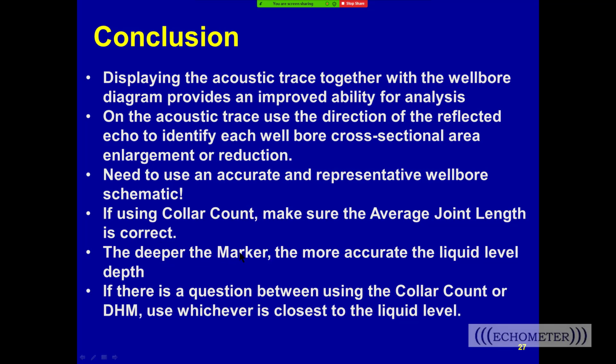And if you identify a marker closer to the liquid level than the collar count is to the liquid level, then the marker, or the automatic collar count method, or the line that says collar count, I didn't identify that. We probably ought to go back and talk about that. The deepest marker is the most accurate distance to liquid, and that's what it says here. Which one should you use? Whichever is closest to the liquid level.